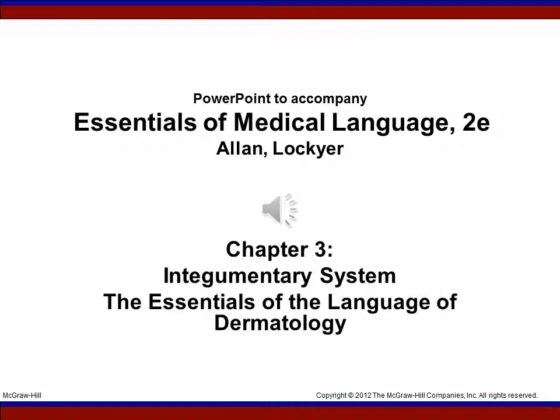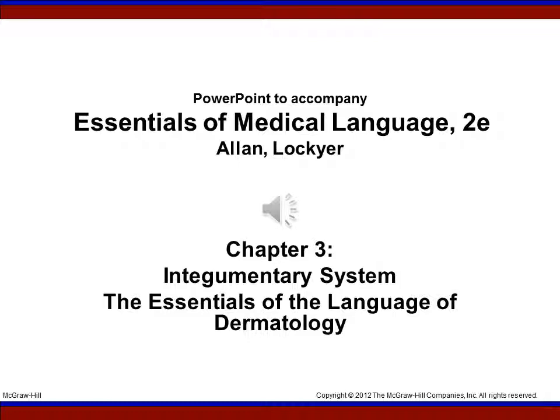Hello, how's everyone? Today we are talking about the Integumentary System, Chapter 3, Essentials of Medical Language, the second edition. We're talking about the Integumentary System as well as the essentials of the language of dermatology. There are four learning outcomes or objectives that you will be able to understand at the end of this chapter.